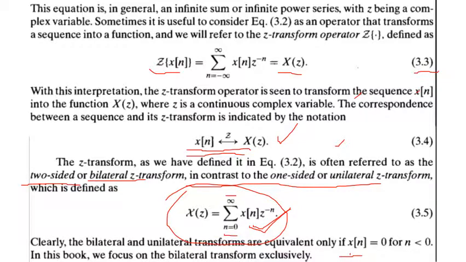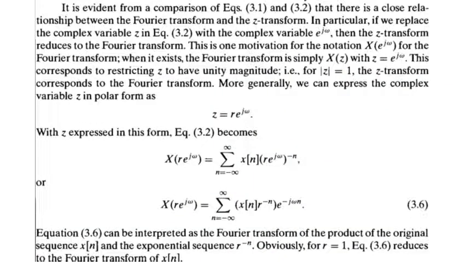Let's move on to the next slide. As I've told you in the previous slide, there is a close relationship between the Z-transform and the Fourier transform. So z is basically a complex variable which has magnitude r and phase omega. Because if you remember, we have z equal to r e^{-jω}.